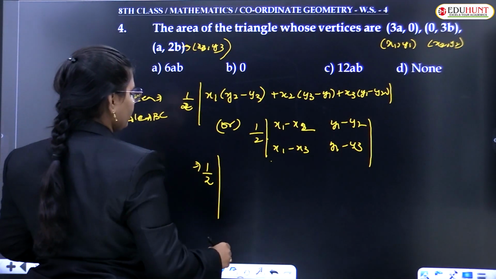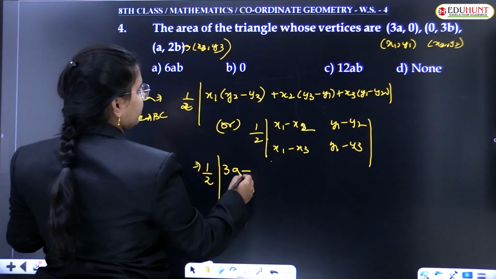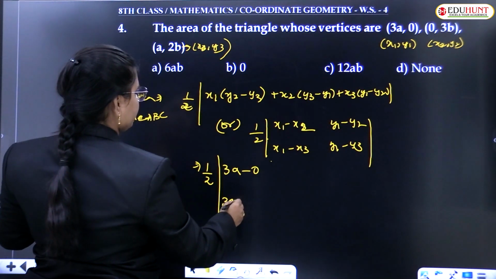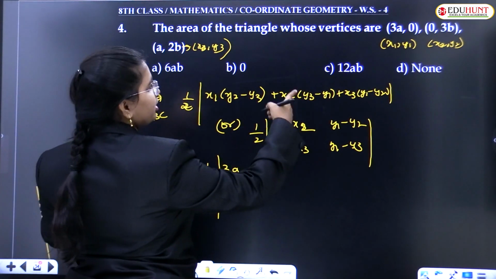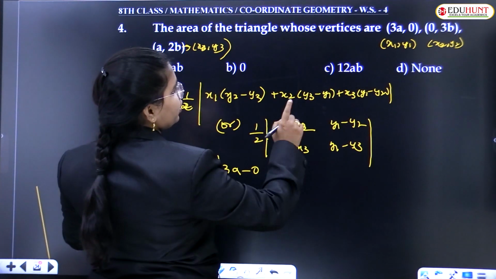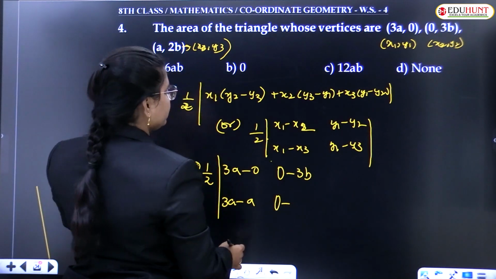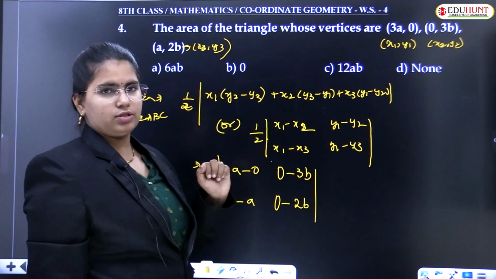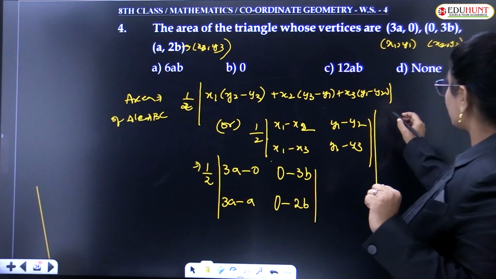Half, what is x1 here? 3a minus what is x2 here? 0. Again x1 minus what is x3 here? a. y1 minus y2, what is y1 here? 0 minus what is y2 here? 3b. Again 0 minus what is y3 here? 2b. Correct? Yes or no? Simplify this.